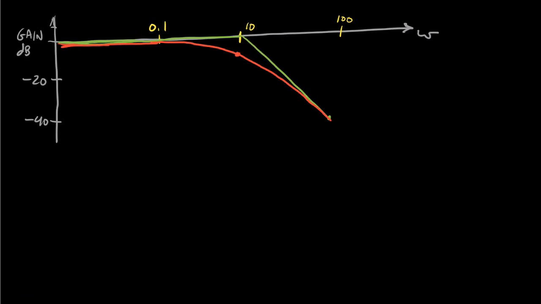So again, now I have, instead of a simple pole, a quadratic pole. So that means we're going to have a total phase change of 180 degrees across the frequency region of interest. So first let me draw the axes.